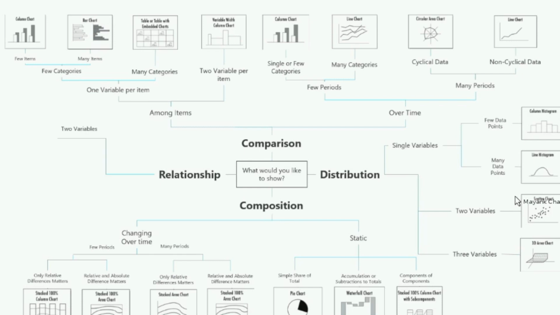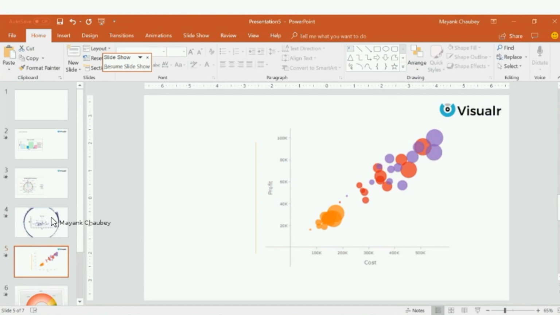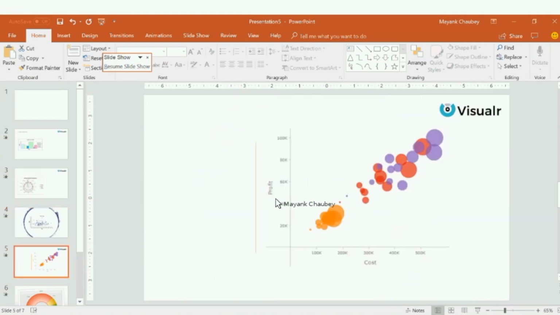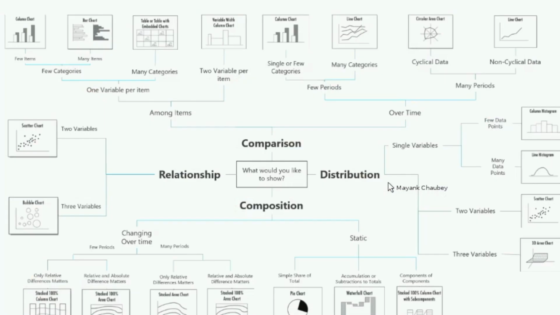Then finally, we switch to relationship. When we see the relationship between two variables, basically, what is my cost and what is my profit, we use a scatter plot, and when we see the same thing for three variables, we use bubble charts. We have already seen those things. This is the relationship between age and BMI, and over here there's profit and cost, and then the product is over there. This covers basically the most used graphs in any form of visualization.